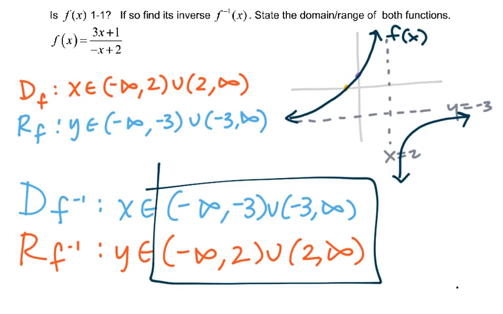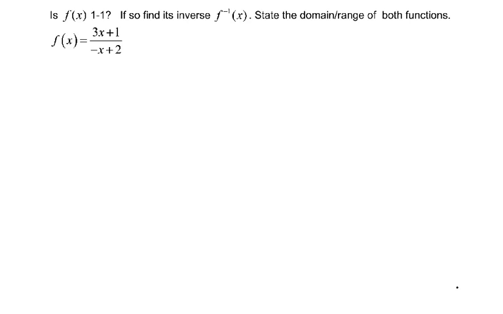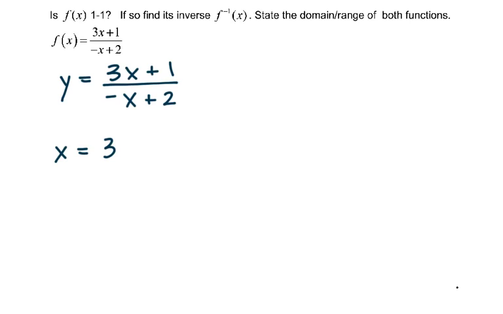All right, so I'm going to erase this here and we're going to find our inverse. So when I look at finding my inverse, we have y equals 3x plus 1 over negative x plus 2. Now, we're going to interchange my x and y values. So that's 3y plus 1 over negative y plus 2 is equal to x. So notice I had two x's, and when I interchanged them, I now have two y's.